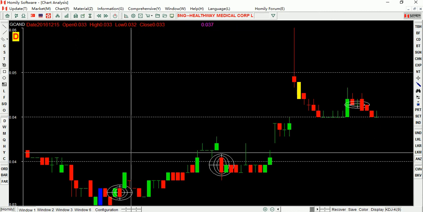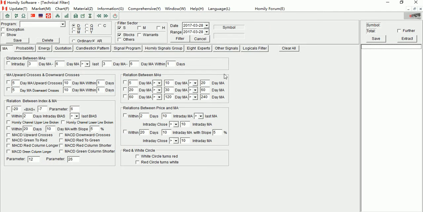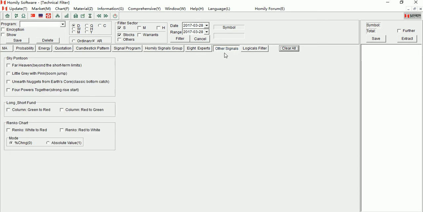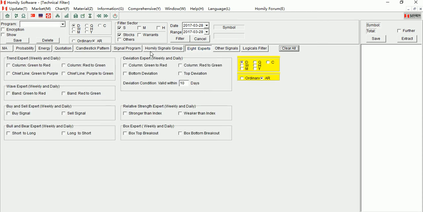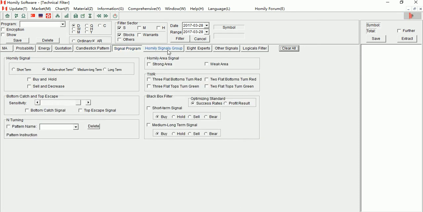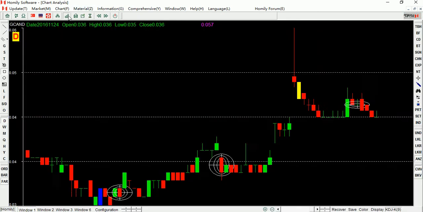Then how to find? Recently there have some stocks, time black hole appears and the yellow candlestick appears. You can click filter. Then click homely signal group, not this one, time black hole. Maybe this one don't have the time black hole, but if you click at home, you click homely signal group, then time black hole is here. Then you can click this one because this is not the newest version of homely software. Okay, so this is this one.